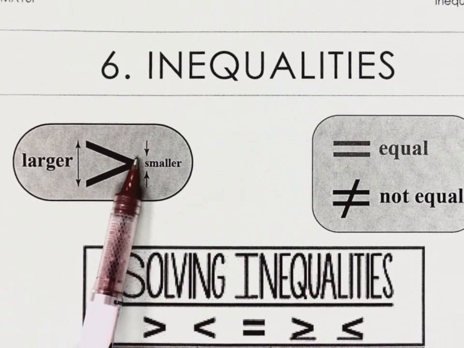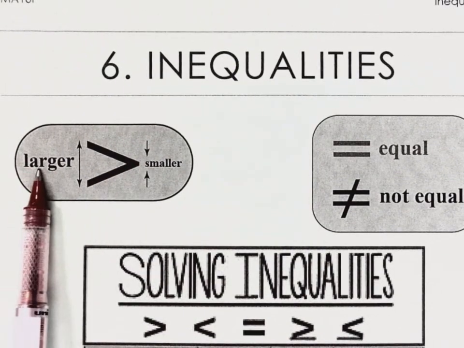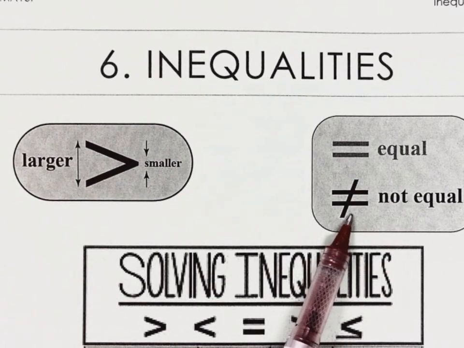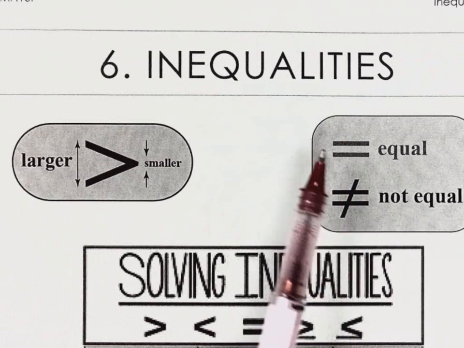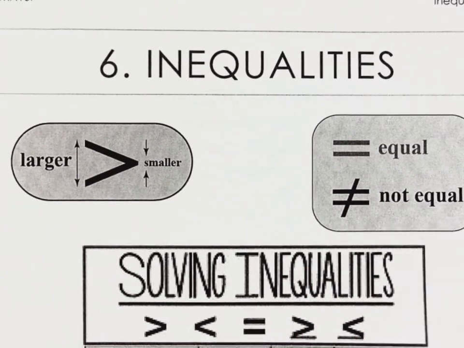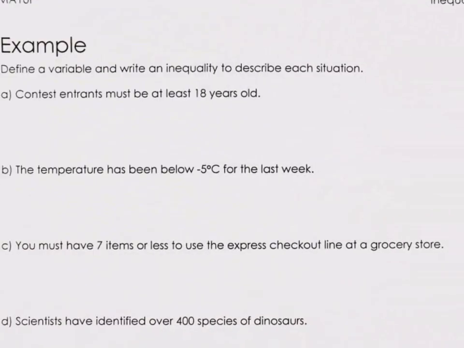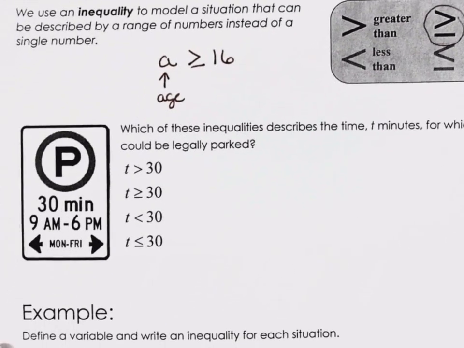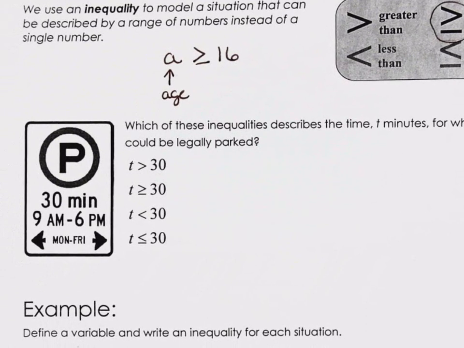We know that the smaller number is the pointy one. The alligator's eating the larger number. I don't know if you've ever seen this symbol before, but it means not equal to, can't be equal to. We won't do too much with this one, but it is a symbol in math that we use often. So all those symbols are there and they're in your notes, so it's really important.